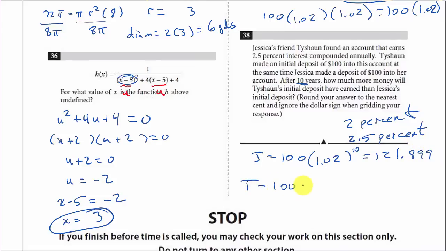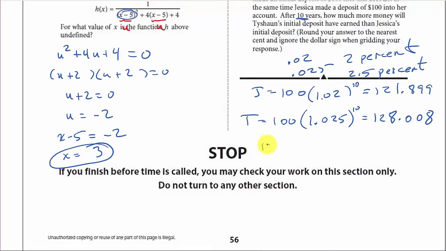121.899. And now for Tashawn, that's going to be 100 times, well, what do you think x is going to be? Remember, 2% is 0.02 in decimals. What's 2.5% in decimals? 0.025. So this is going to be 1.025, and that's to the 10th. And so that's going to be 128.008. And they want to know the difference. So 128.008 minus 121.899 leaves us with $6.11. It's dollars, but remember, you don't have to worry about gridding that in when you're filling in the answer.